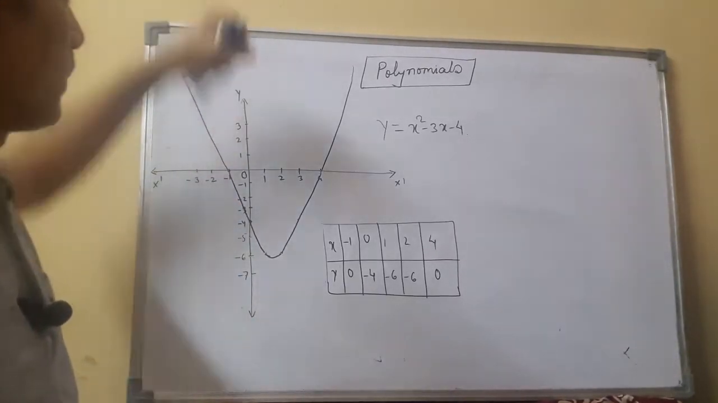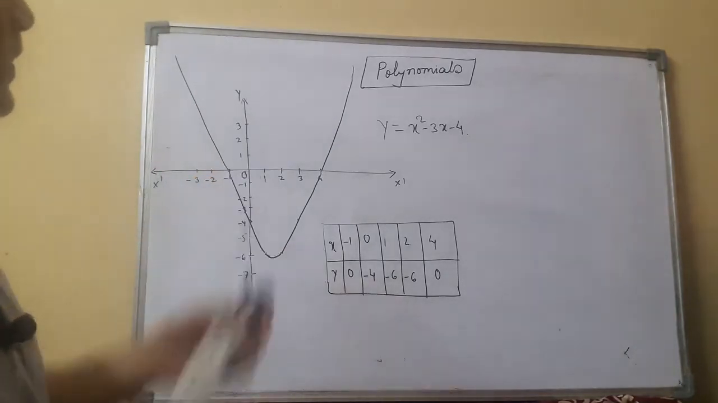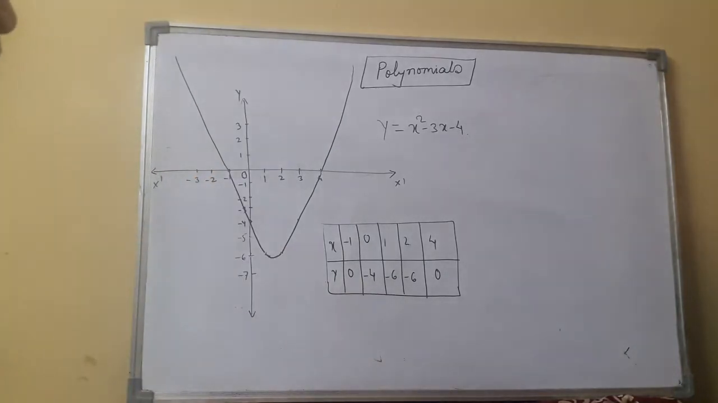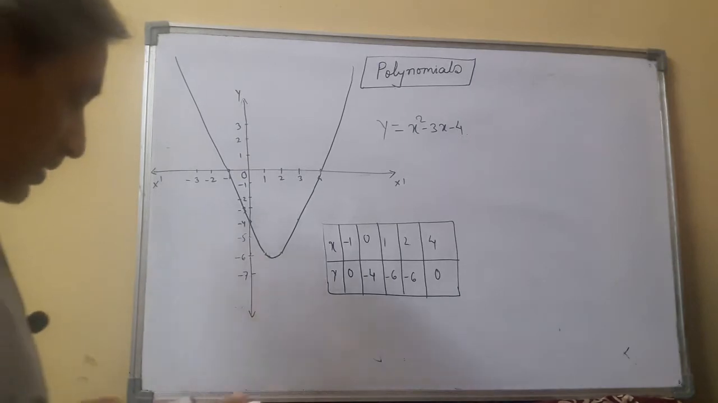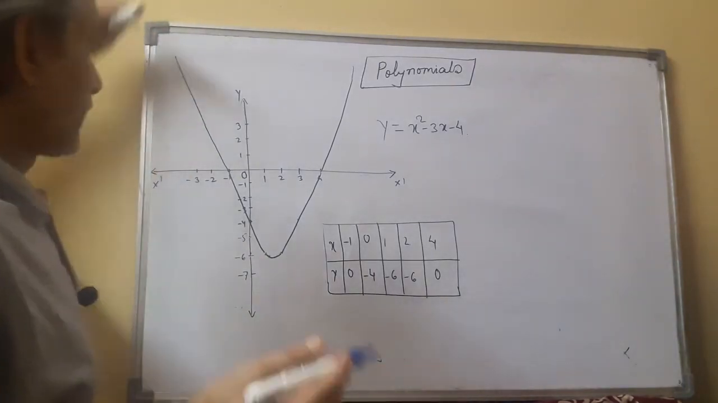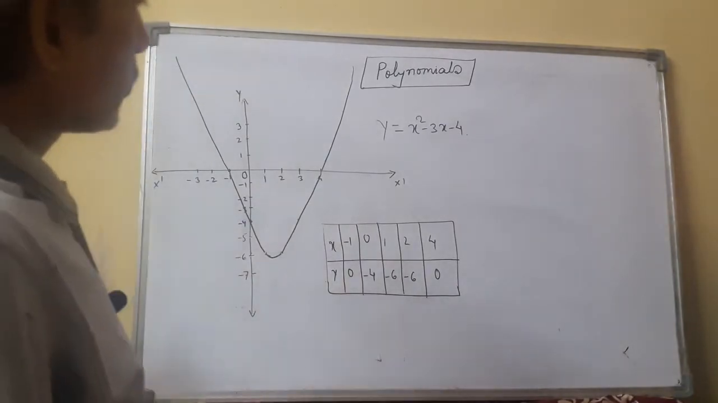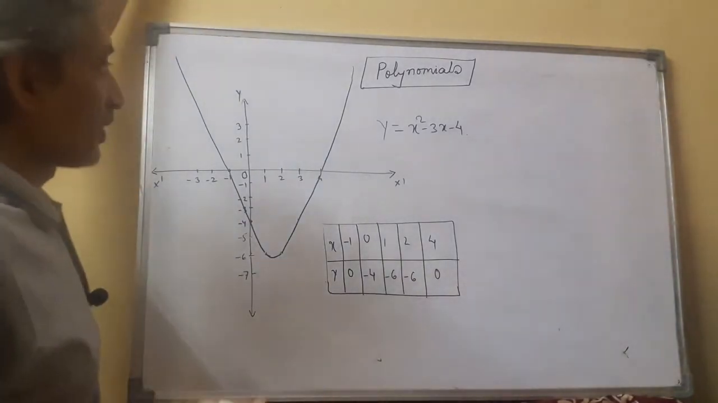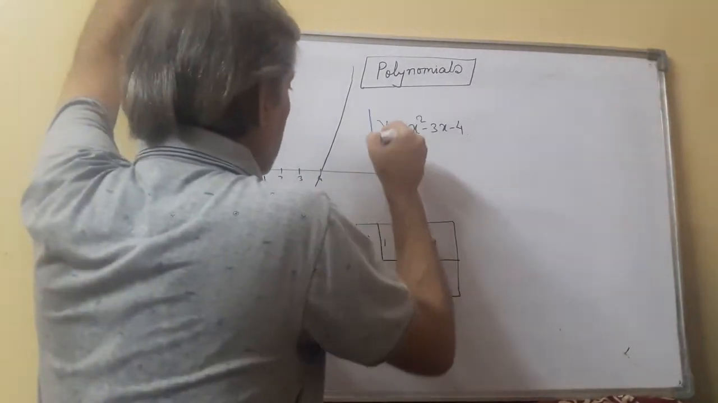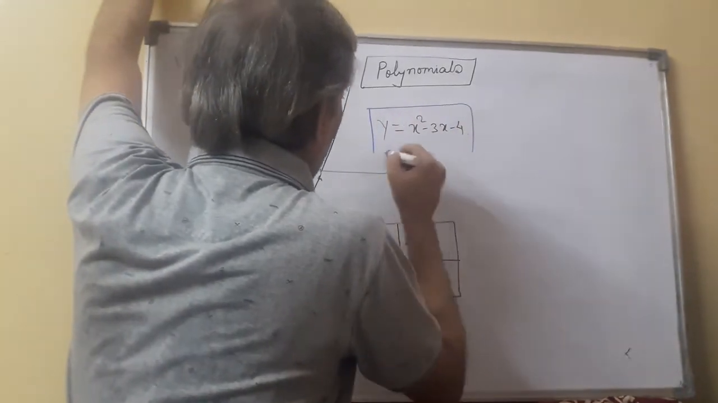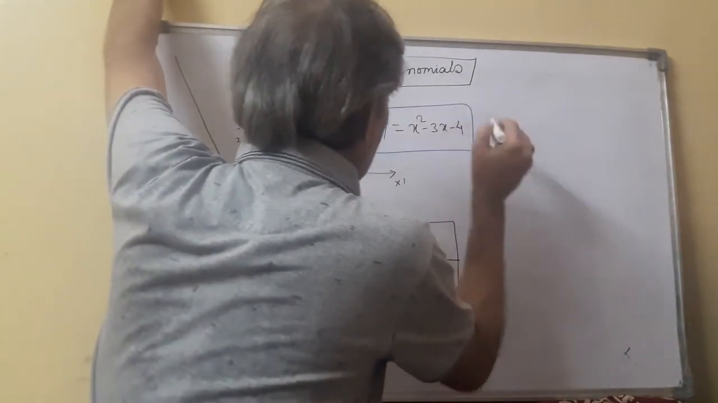So now I am going to discuss the zeros of a quadratic polynomial. By the way, you will not have to draw this in the exam. Just to explain, this is our quadratic polynomial y equals x square minus 3x minus 4.